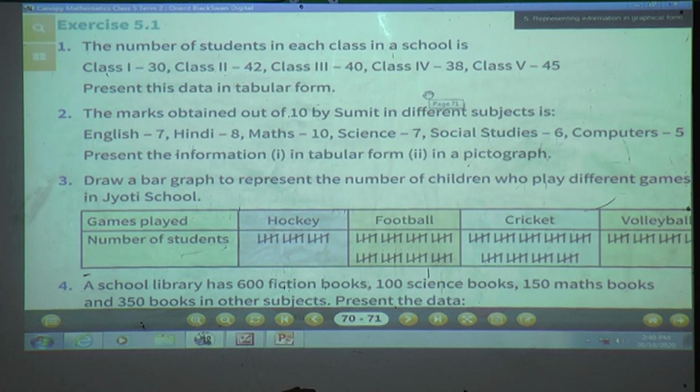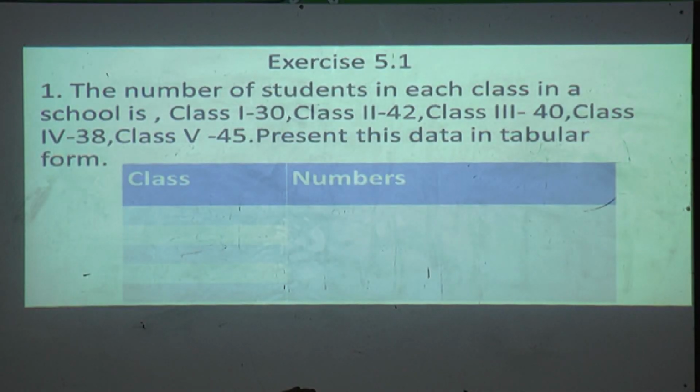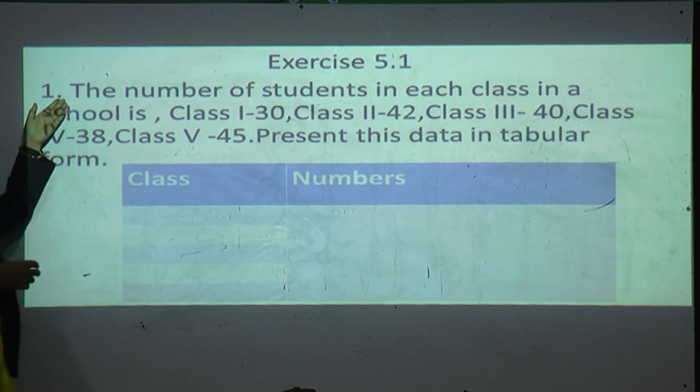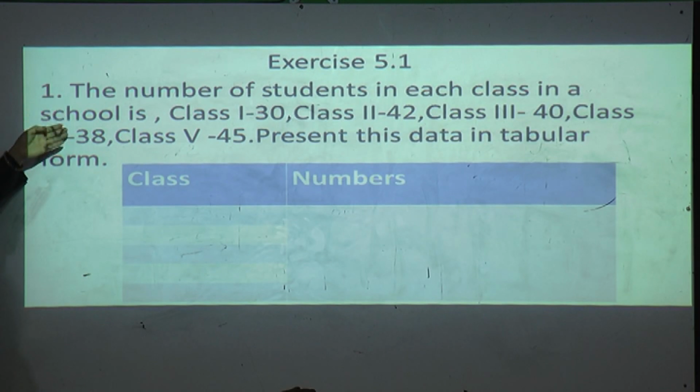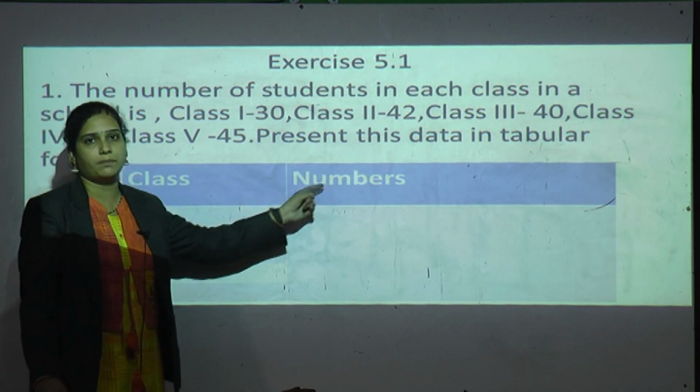Okay. Now students, see here. Exercise 5.1. The number of students in each class. So the question number one, just now I already told you. This we have to show in tabular form. So draw the table showing the class and numbers.